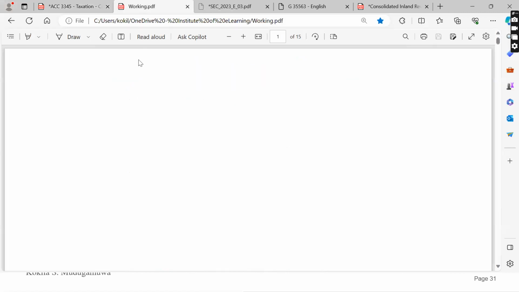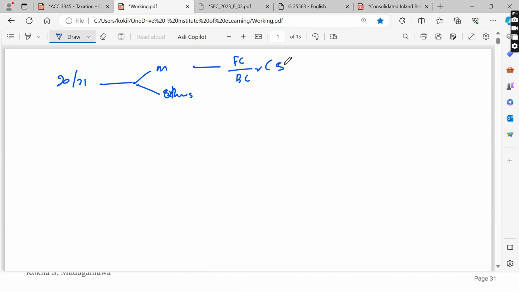In short, for the year 2021, for manufacturing companies, finance cost divided by borrowing cost, multiplied by share capital plus reserves into 3 times. That was the adjustment. For others, finance cost divided by borrowing cost, multiplied by share capital plus reserves into 4 times.